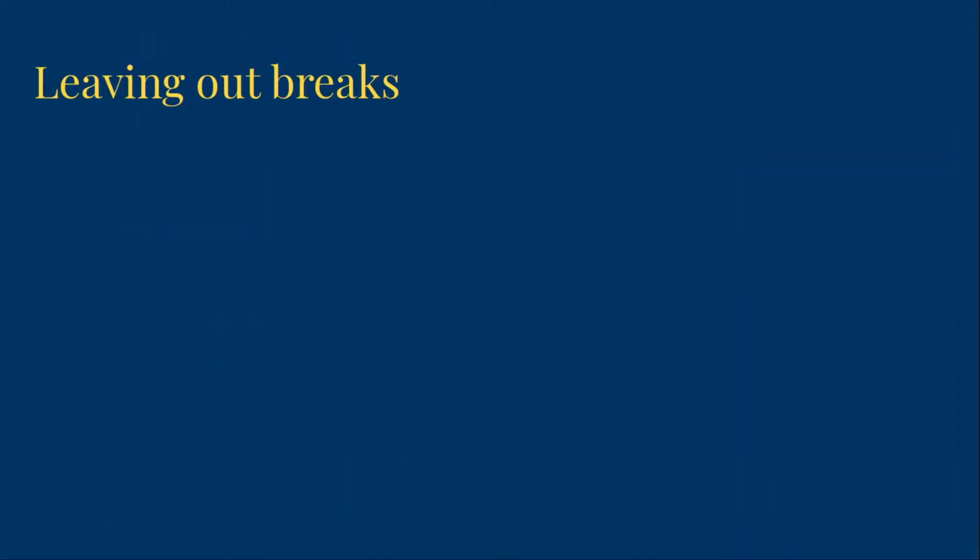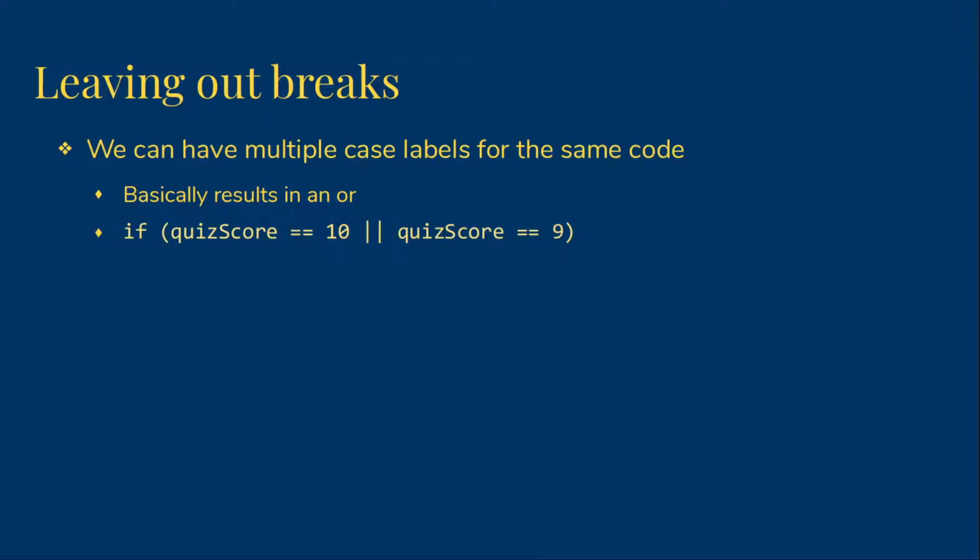In the structure of the switch, I showed a break after every case, but sometimes we leave them out. That can be because we want multiple values to result in the same code, as in our example. We had both case 10 and case 9 result in the A. This is basically creating an OR. So we're saying the equivalent of if quiz score equals 10 or quiz score equals 9.